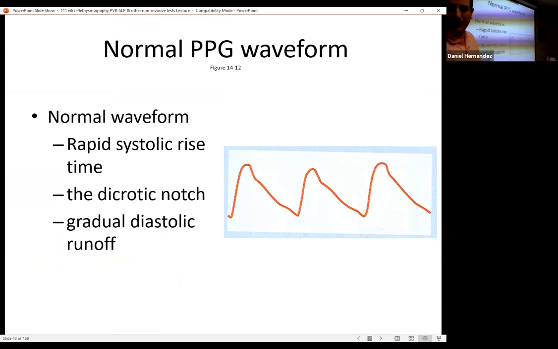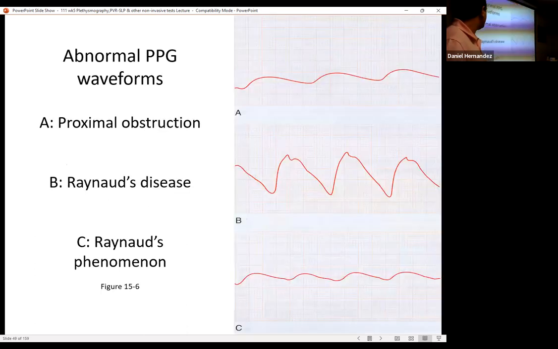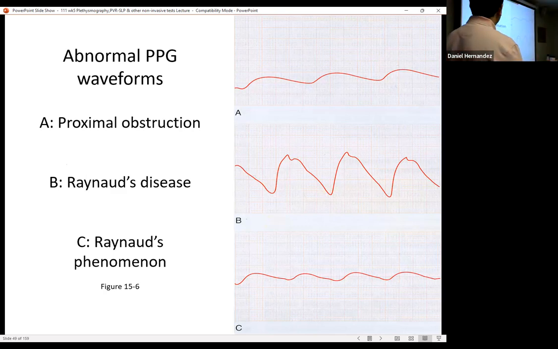So we should have similar looking waveforms to our PVR waveforms. So abnormal PPG waveforms, we can detect maybe the presence of proximal obstruction. So we utilize PPG when we're looking at the digits. So we're going to be worried about patients that have Raynaud's disease and Raynaud's phenomenon.